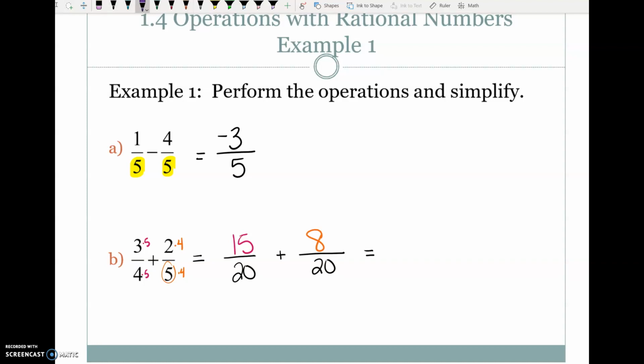Now we can add those together. 15 20ths plus 8 20ths. 15 plus 8 is 23. So this is 23 20ths. We do need to try to simplify this if we can. And if you know how to use the fraction feature on your calculator, this can be incredibly helpful. But I know that 23 is a prime number, so this is not going to simplify at all, and our answer is 23/20.